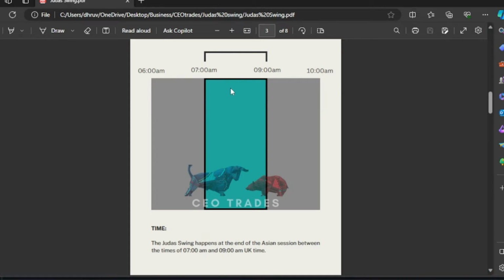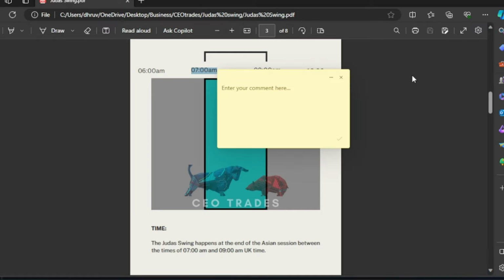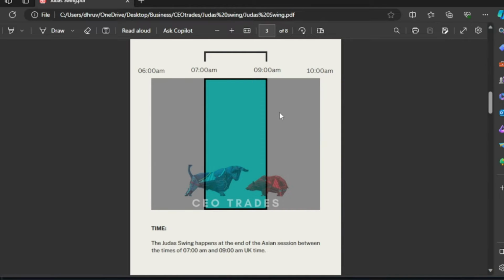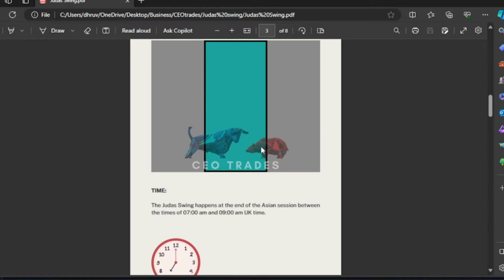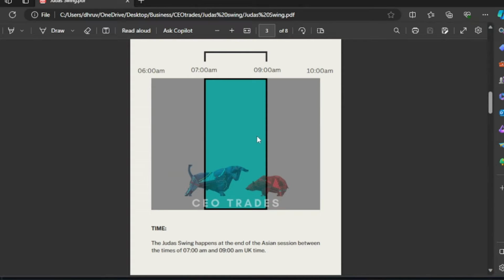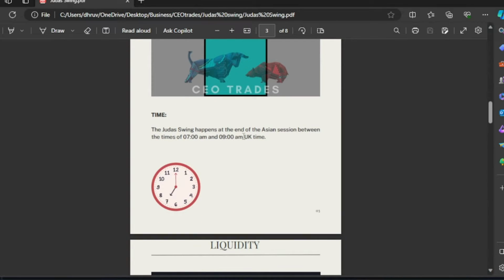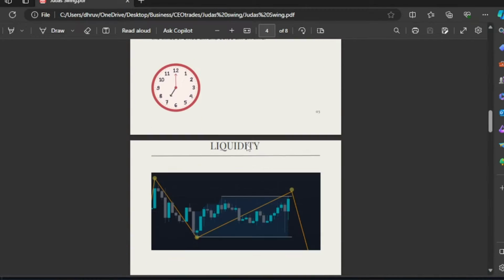That is simply it. You can still take an entry after 9 a.m. However, all we want to do is see a sweep of either the high or the low between this time window. Now, if you get a sweep at say 8:30, but the market structure shift doesn't happen until 9:30, that is perfectly fine. You can still take that trade. You just have to make sure that the Judas swing, which is the sweep of either the Asia high or the Asia low, happens between 7 and 9 a.m. UK time. So just change this according to your time zone.